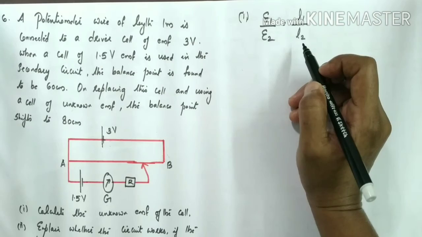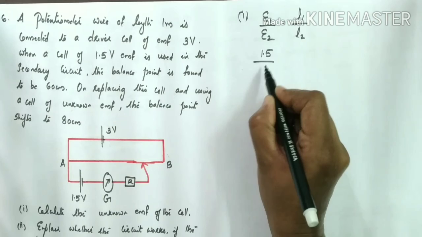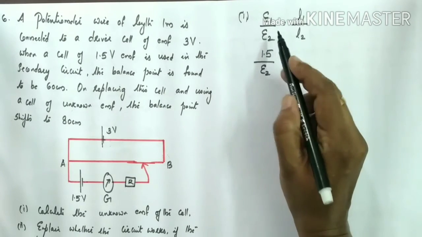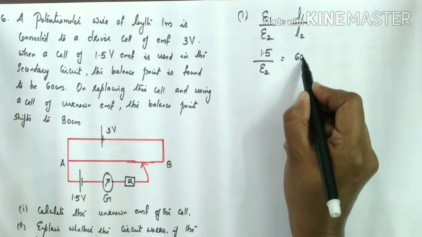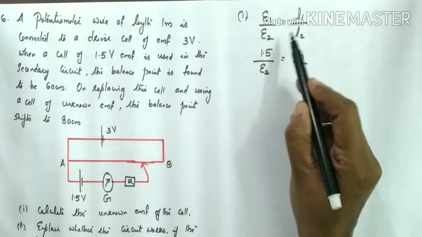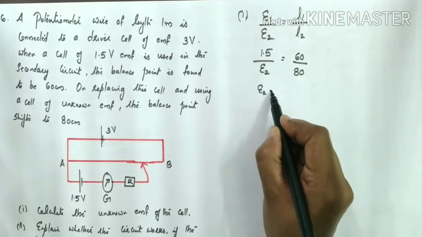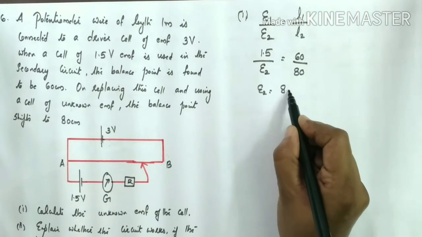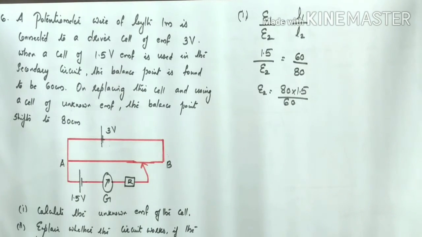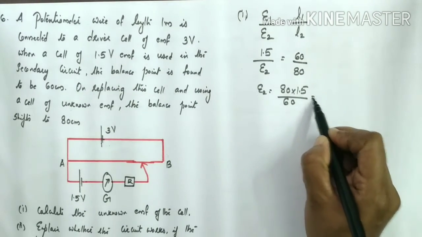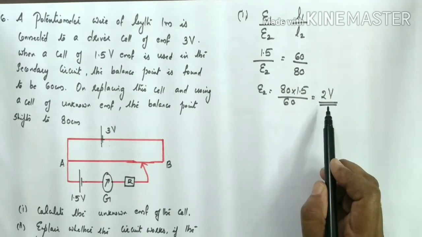That is the first application of potentiometer. So, we can write E1 is 1.5 volt, E2 is unknown, divided by the balancing length corresponding to E1, that is 60, and divided by the balancing length corresponding to E2, that is 80. So, E2 is equal to 80 into 1.5 divided by 60. After simplification you will get 2 volt. So, the unknown EMF is equal to 2 volt.